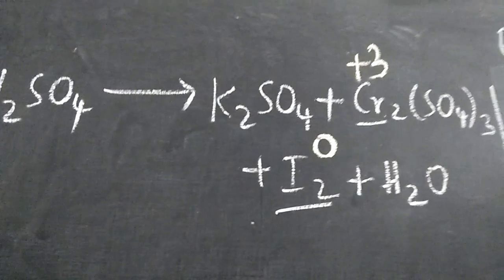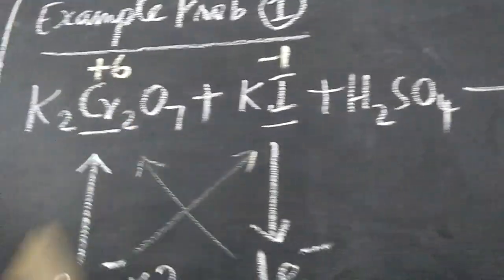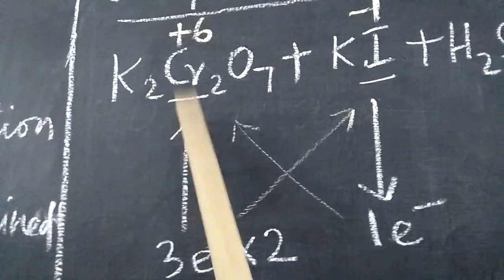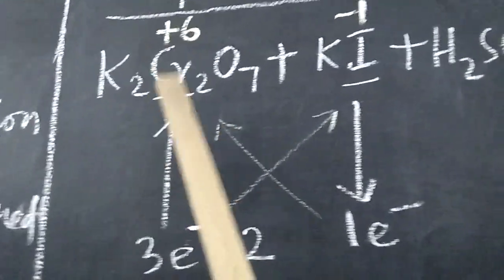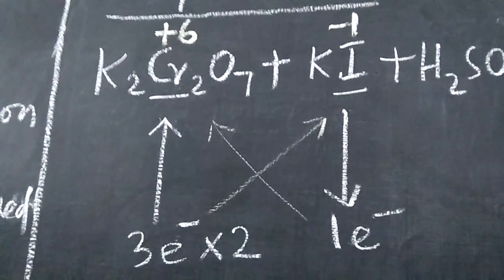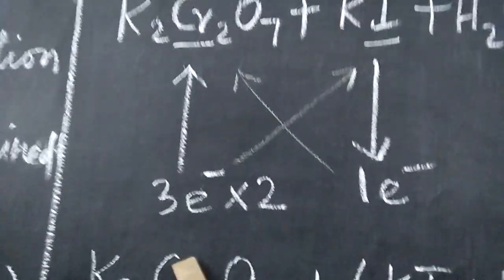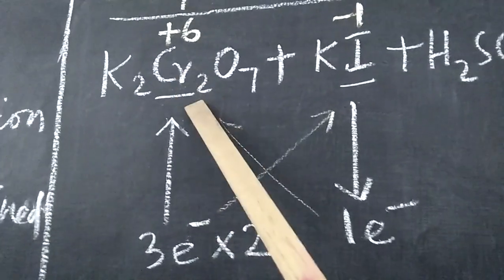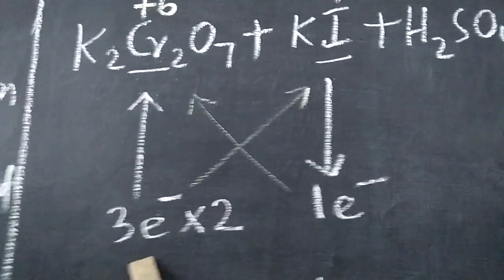So there is a decrease in oxidation number. Whenever there is a decrease in oxidation number, there is a gain of electrons. So this upward arrow indicates that chromium is gaining electrons. How many electrons? +6 to +3, so altogether 3 electrons are gained. There are 2 chromium atoms, so 2 into 3 electrons.